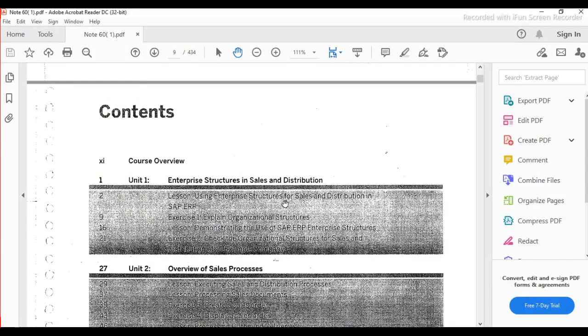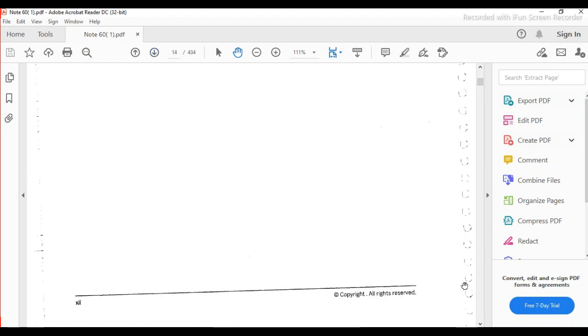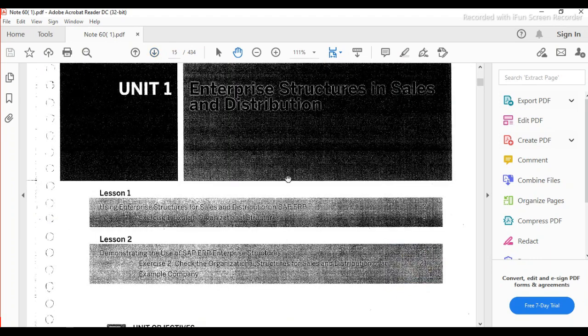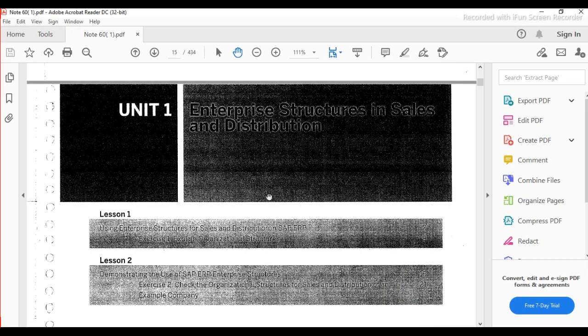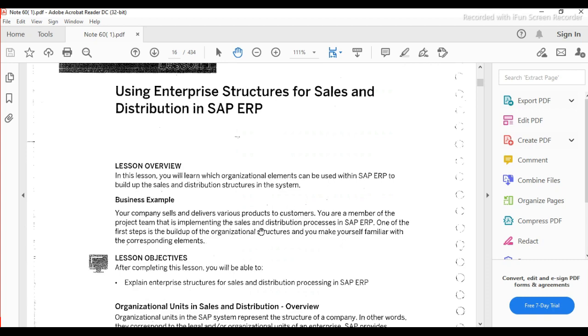Okay, let's go topic wise. Unit 1. This is unit 1, enterprise structures in sales and distribution. Please excuse the diagram because I just took the picture and converted it into a PDF file from the standard book, so please excuse it if it is not clear. This is the first unit, using enterprise structure for sales and distribution in ERP.